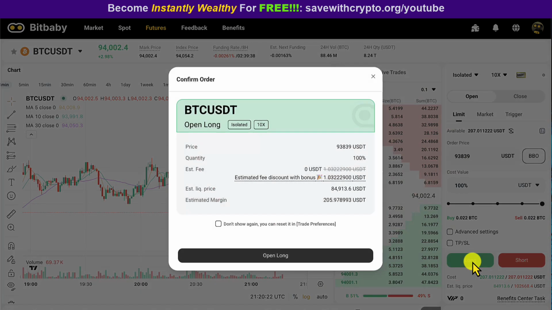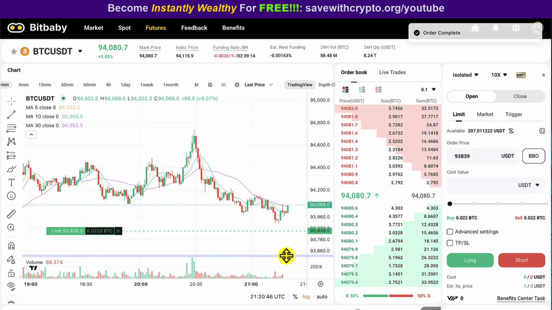So let's do that. Long. This is quite nice. I quite like how this comes up. You know, it's saying exactly what it is. BTC USDT, open long 10x. You can see here the fee is discounted because I'm using the bonus. Estimated liquidation price 84. Okay, well, I'm not going to let it go that far. So that looks good. Right, open long.